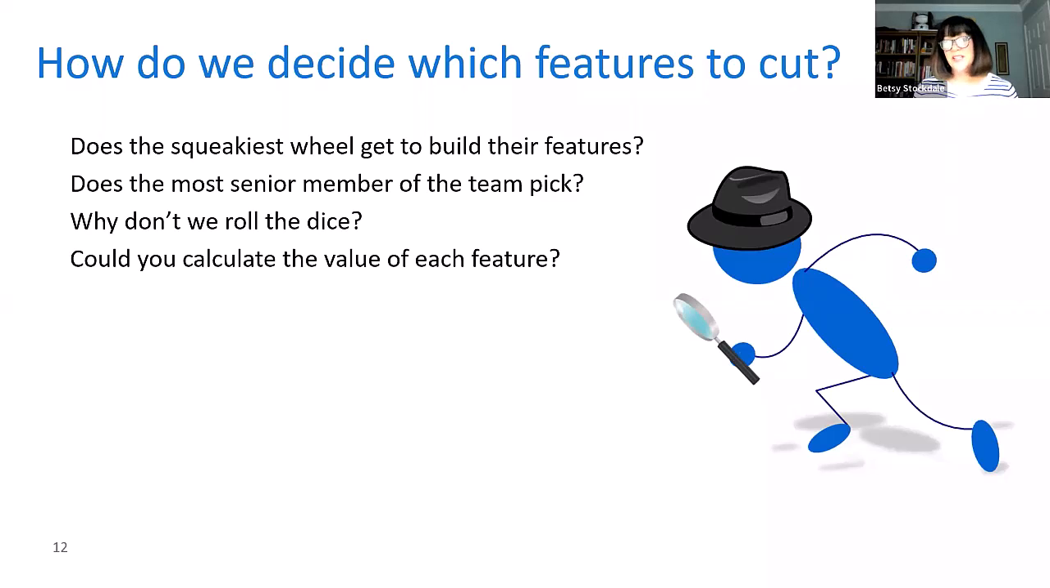The squeakiest wheel, right? You know who they are. The person that just complains and is the loudest and is always talking, I need this, I need this, I need this. Maybe it's the most senior person in the room. Maybe it's the last person who yelled at us. Perhaps maybe we should just roll the dice, or maybe just put all our features up on a big bulletin board and throw darts, and whatever our dart hits, that's what we build.